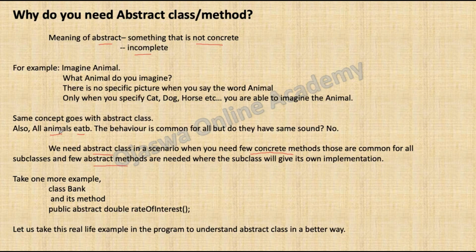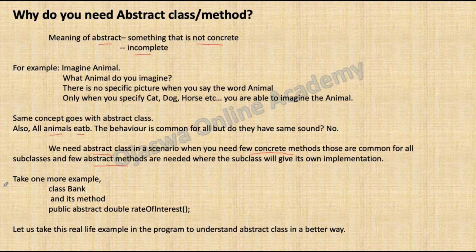For example, class animal, eat. Eating is the common behavior for all animals. This can be a concrete method, but sound is not same for all animals. So the implementation can be given in the subclass depending upon the type of animal. Abstract methods are the methods for which you are not writing the code. You just declare the method and you want subclass to write the code as per its specification.